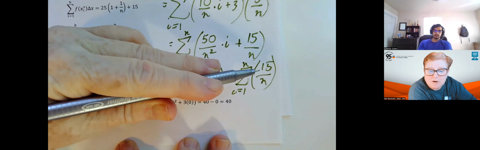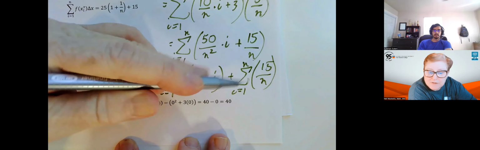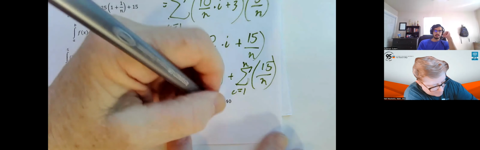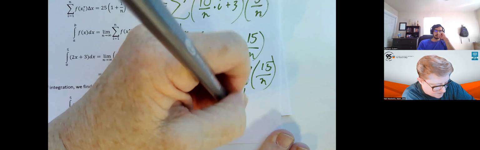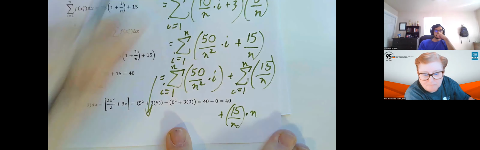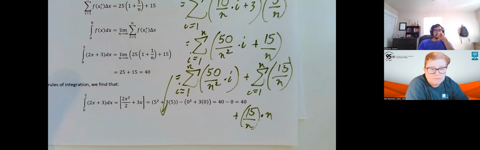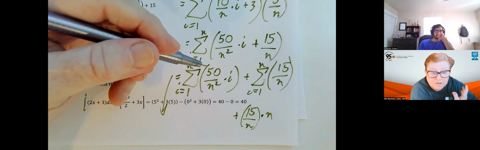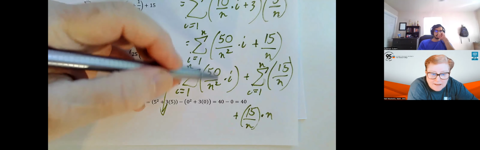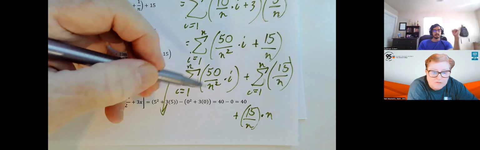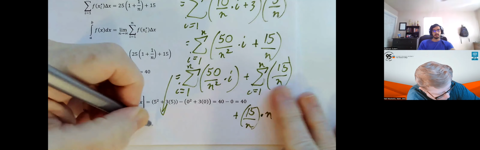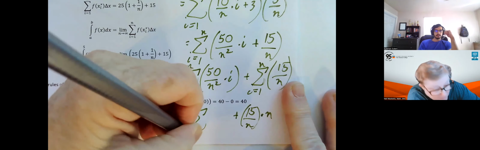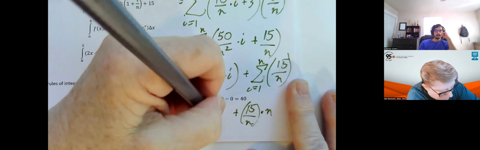What's cool about the second part is that we've just got a constant. If we're adding this constant to itself n times, then we're just going to have the constant 15 over n times n. The first term is going to use the summation of the first n integers. And we can pull out the constant 50 over n squared. So we have the sum as i goes from 1 to n of i.